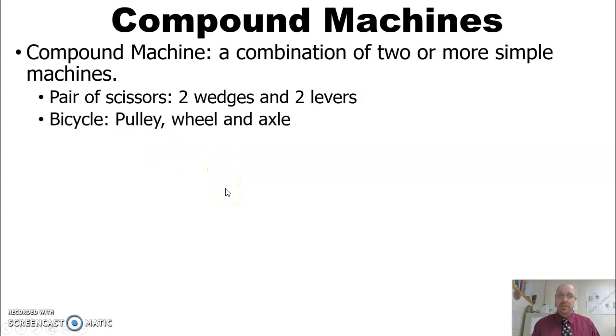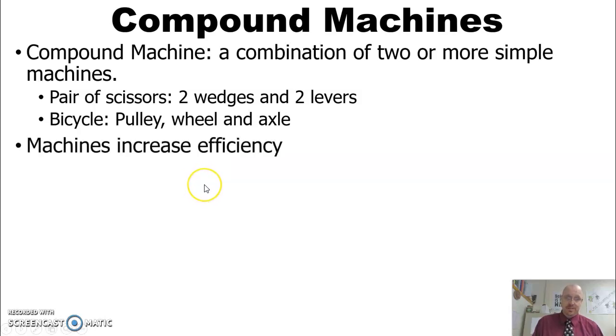Bicycles. Bicycles are made up of pulleys, wheels, and axles. We're changing the direction of the chain as it goes around. And then we have wheels and axles of different sizes to change our speeds.